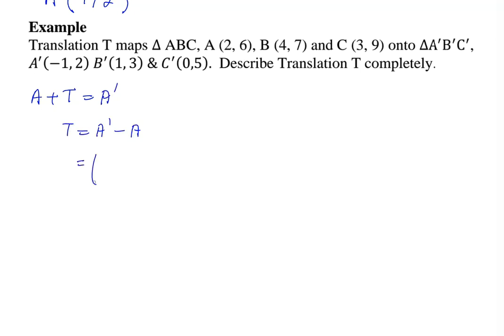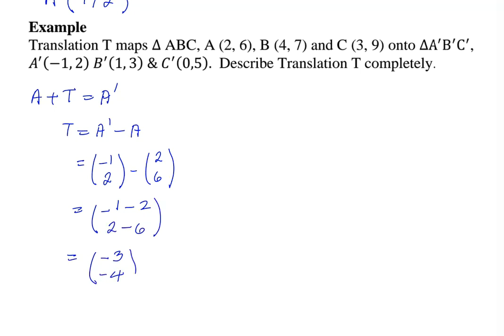So A prime would be minus 1, 2, minus A, which is 2, 6. So this would be minus 1 minus 2, and 2 minus 6. So at the top here, we would get minus 3, and minus 4. If the signs are the same, we add and keep the sign. If the signs are different, we subtract and keep the sign of the larger number.